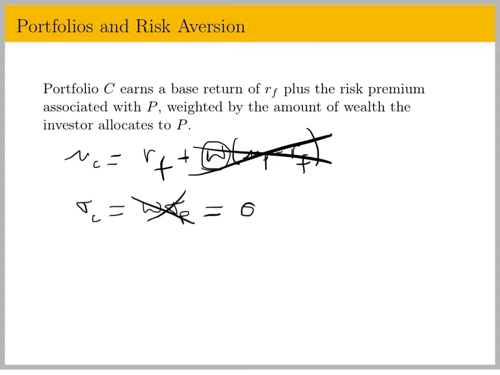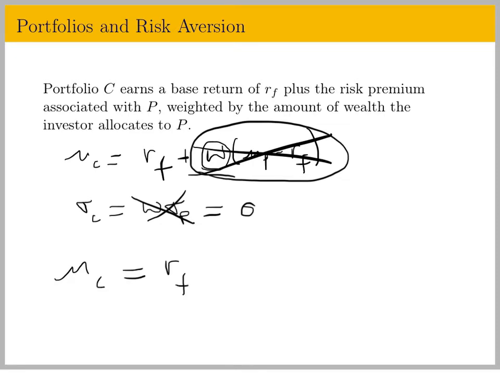Alternatively, if she put all of her wealth in the risky portfolio, then this part of the equation would not wipe away. Because she has put all of her wealth in, omega would be 1, and you would simply have mu sub P minus R sub F. These two terms would cancel each other out, and mu sub C would simply be equal to mu sub P.